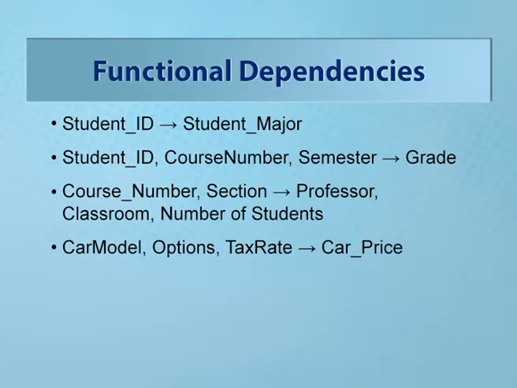Another example: student ID, course number, semester functionally determines grade. And course number, section functionally determines professor, classroom and number of students. What you can observe here is that in the same relation student ID and student major exist. Likewise, in the same relation student ID, course number, semester and grade reside. In that relation, one field is functionally determining the other field. So this is called a functional dependency.